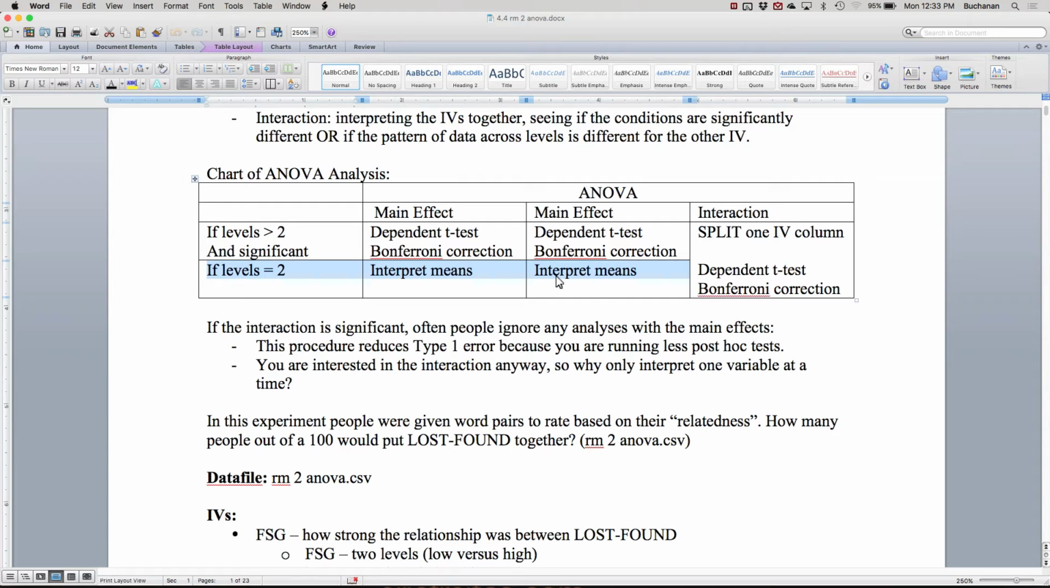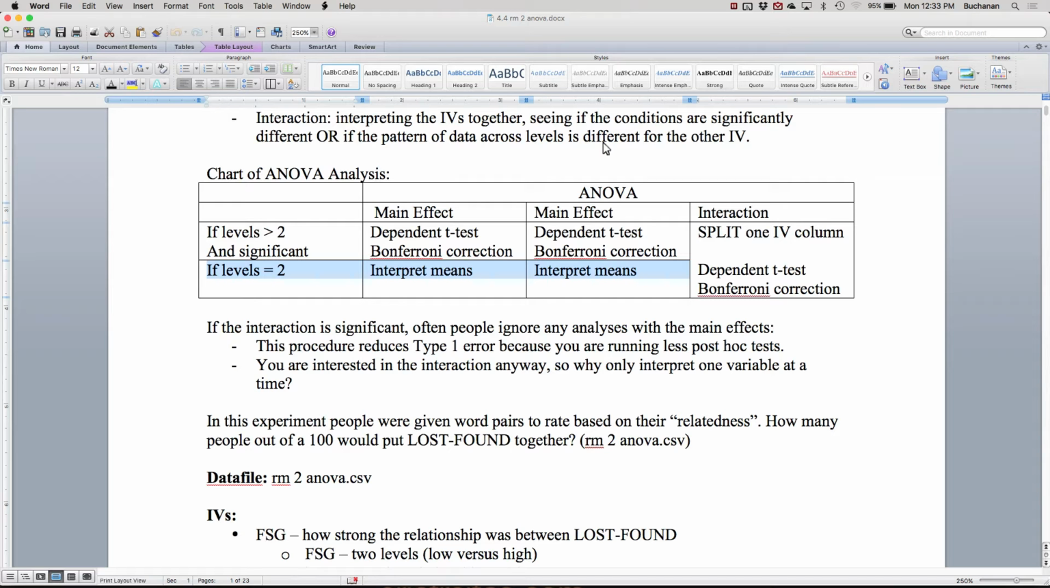Because remember, for the t-test, there was not a t-test and then a t-test. It was just T, because there's only two. The only reason we do post hoc tests is if we have three or more. With the interaction, though, if it's significant, it doesn't matter how many levels there are, because we're talking about condition means.